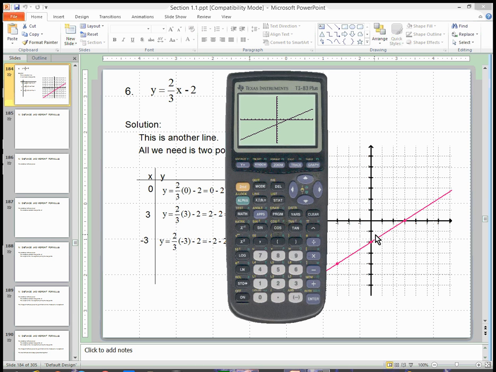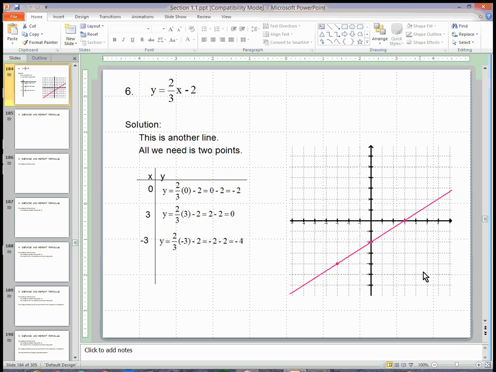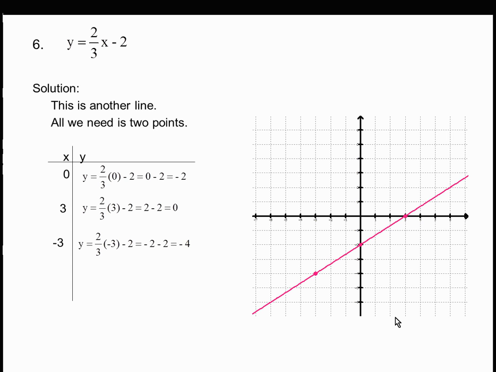Does this graph look like this one? And again, if you want to see your table of values, just do second graph. And here's our table of values. Notice we picked a negative 3 and got negative 4. Hey, so did they. X is negative 3 and y is negative 4. They picked x to be 3 and got 0. So did we. 3, 0. How about that? Okay, let's move on to bigger and better things.